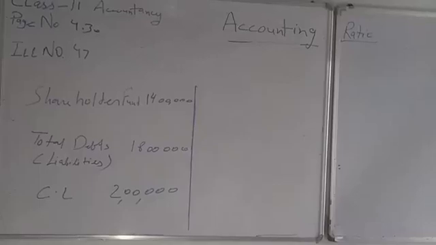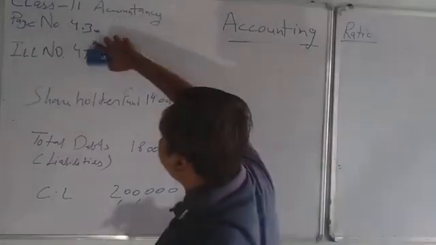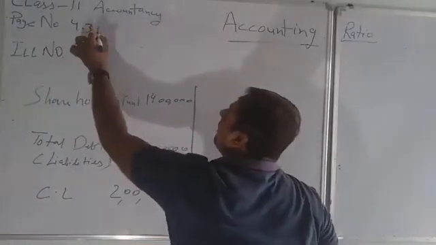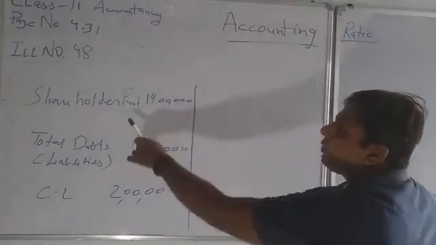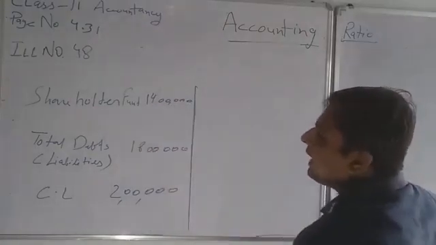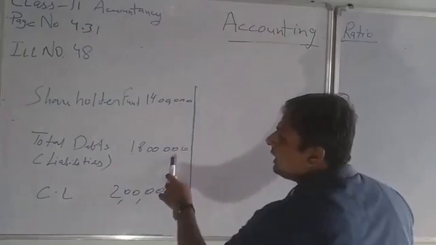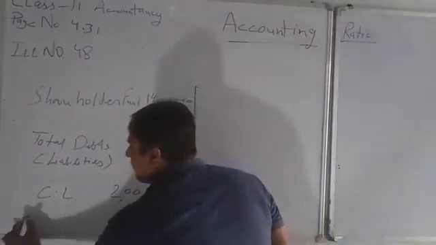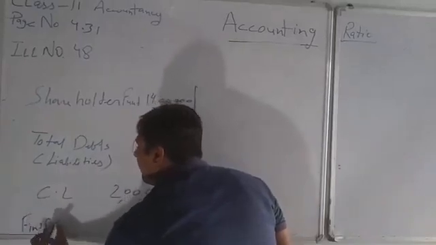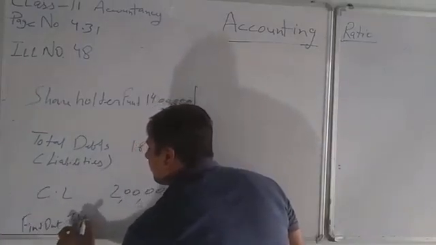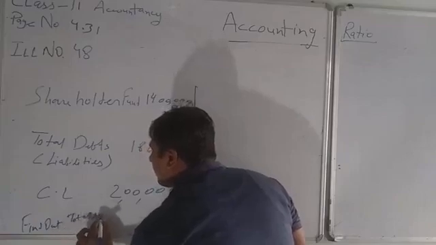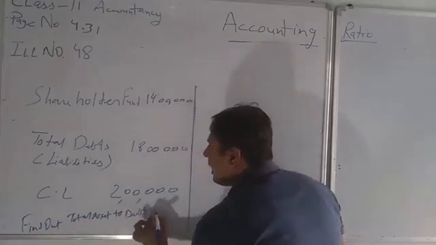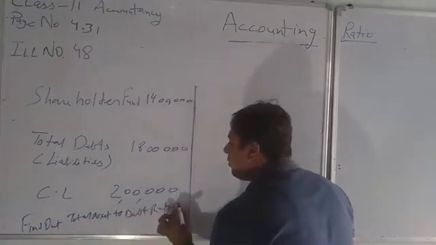Okay, welcome once again. We are on illustration number 48, page number 4.31. The question gives us shareholder fund 14 lakh, total debts 18 lakh, current liabilities 2 lakh. And the question asks us to find out the total asset to debt ratio.